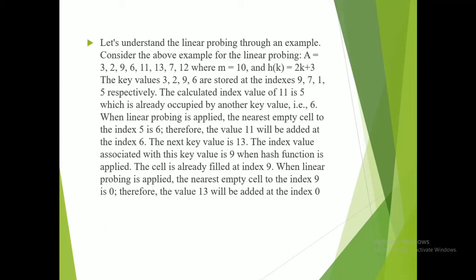The next key value is 13. The index value associated with this key value is 9. When the hash function is applied, the cell at index 9 is already filled. When linear probing is applied, the nearest empty cell to index 9 is 0. Therefore, the value 13 will be added at index 0.